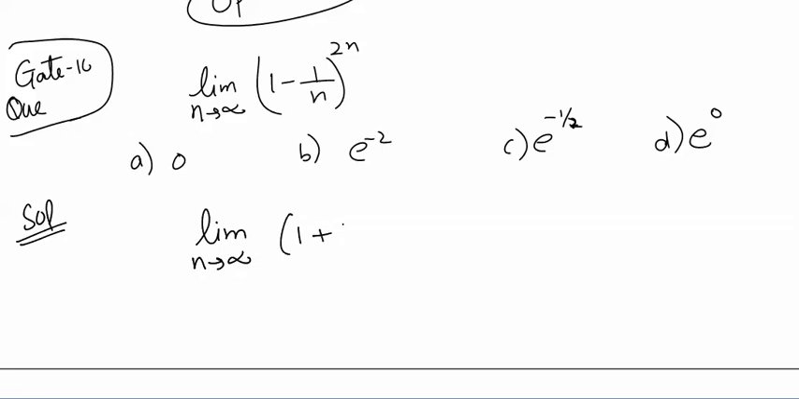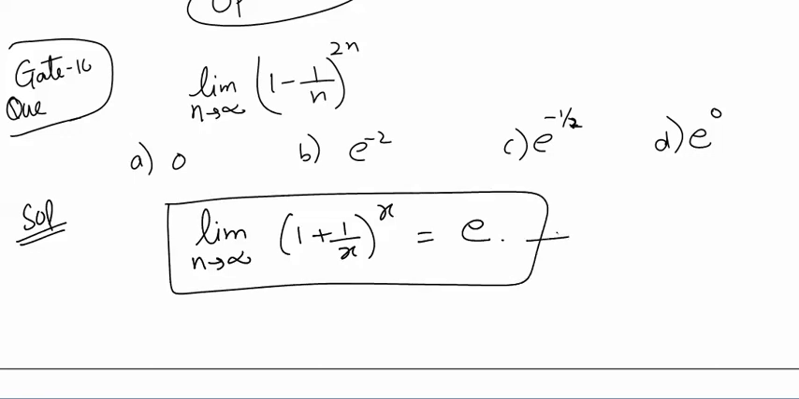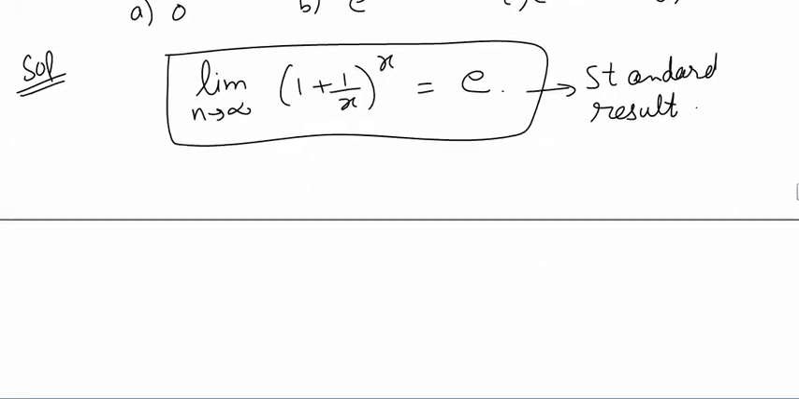What was the standard result? Limit of (1 plus 1 by x) raised to x is nothing but e, isn't it? This is a standard result. Now, can you think that this is very similar to what we have been given? Why I thought of this is because the options had e raised to minus 2, e raised to minus 1 by 2, e raised to 0, and so on, right?